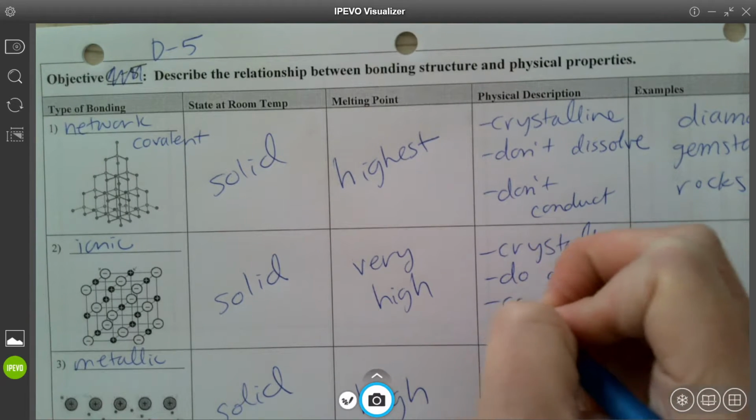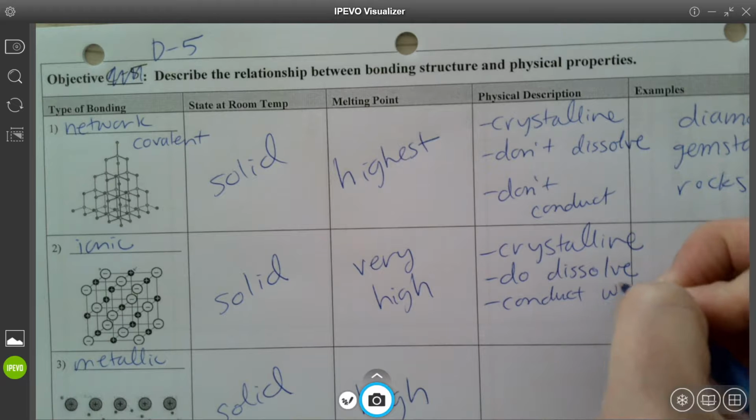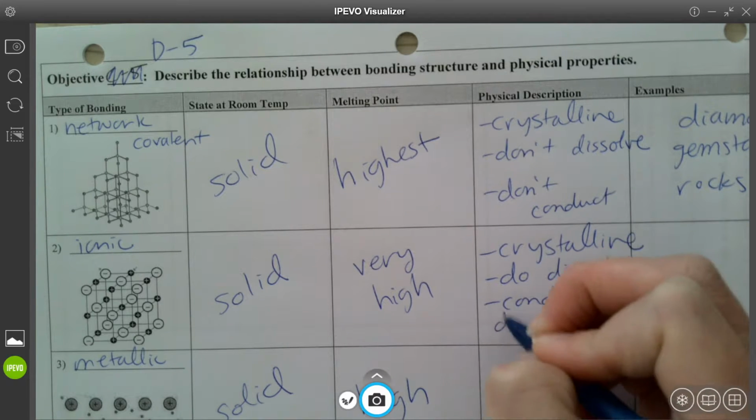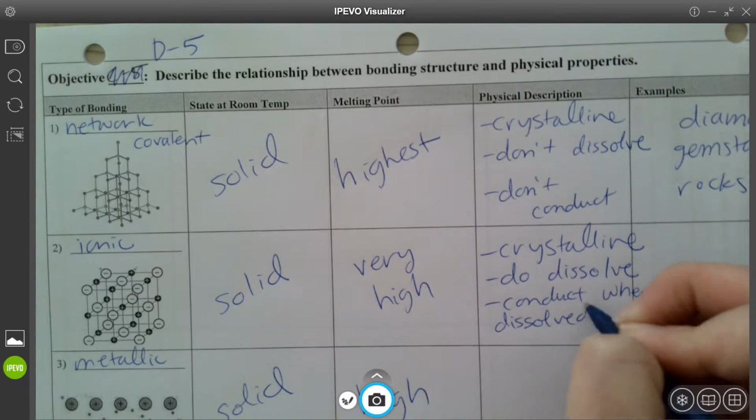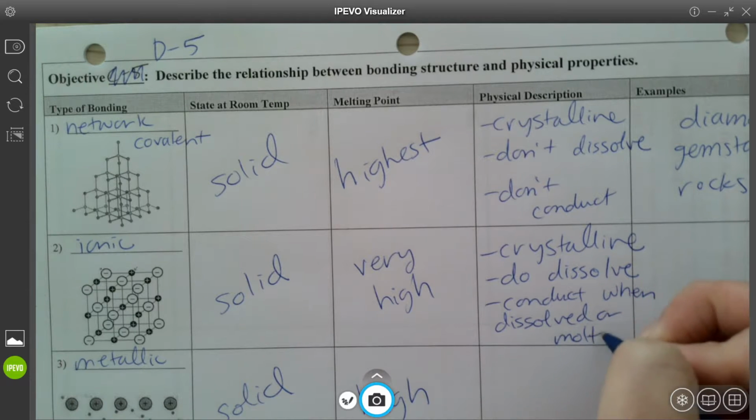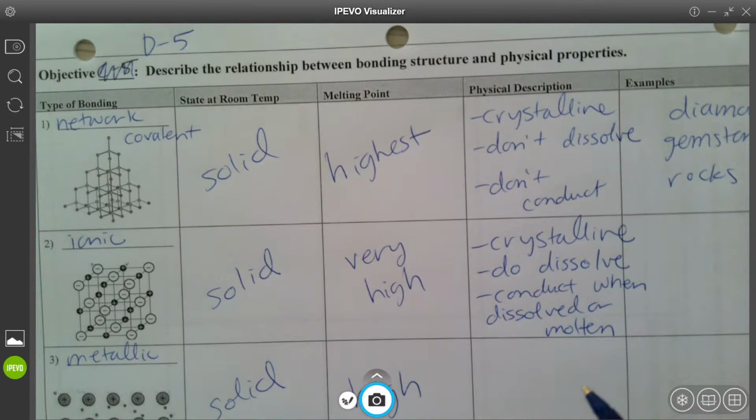They also conduct when dissolved or molten. The ionic substance conducted when it was dissolved in water. You put the electrodes in, and it carried a current. We didn't melt the ionic compound, but if we had a really hot Bunsen burner and were able to melt it and put the electrodes in, it would also conduct when melted.